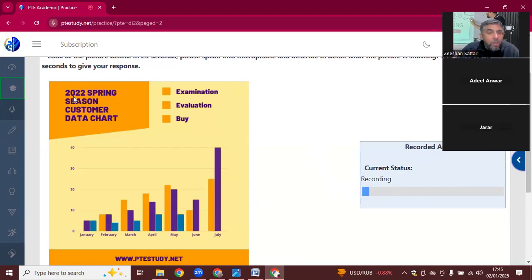The picture is about 2022 spring season customer data chart. The picture contains the information about the examination, evaluation, and buy. On the y-axis, values are given like 0, 10, 20, 30, 40, with 40 as maximum and 0 as minimum. The x-axis contains the months like January, February, March, April, May, June, and July. I can see the bars of multiple colors like yellow, orange, purple, and blue.